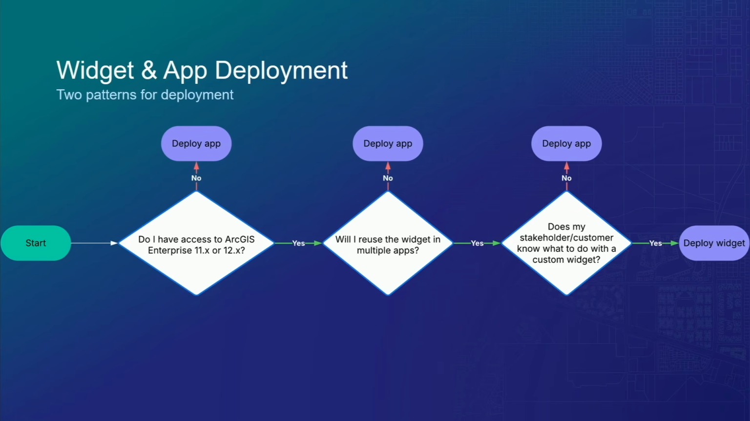Does my stakeholder or customer know what to do with a custom widget? So if I just give someone some source code and say, there you go, and they're going to be so confused and have no idea, maybe it's not the best idea to deploy the widget. But if they know what to do with that and they know how to place it on a web server and go register that item in Portal, then yeah, could be a great idea to deploy the widget, use it across multiple Experience Builder apps.